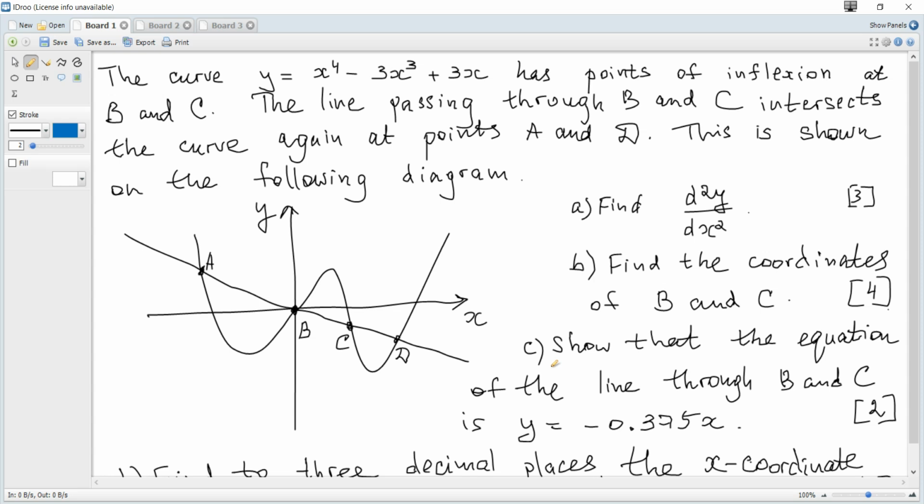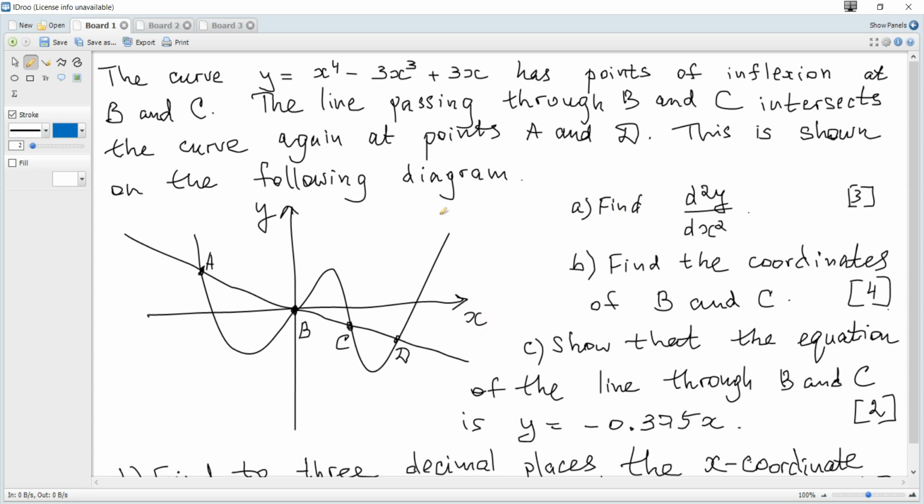The curve y is x to the power 4 minus 3x cubed plus 3x has points of inflection at B and C. The line passing through B and C intersects the curve again at points A and D. This is shown on the following diagram. A. Find the second derivative of y.